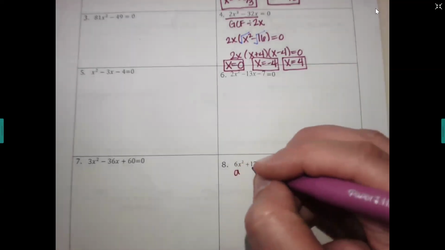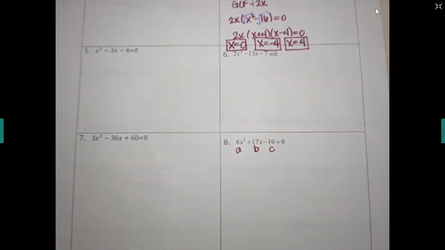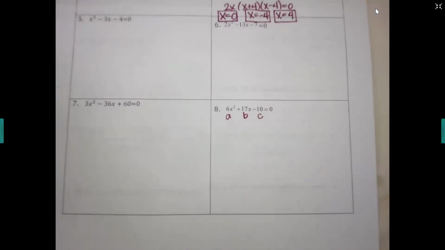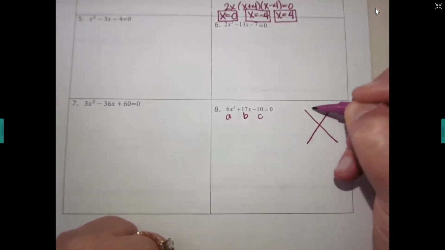So take a look at number 8, bless you. Okay, label your ABC. Okay, this is an AC chart because it has 3 numbers. And for an AC chart, remember your AC goes in the attic, your B goes in the basement.